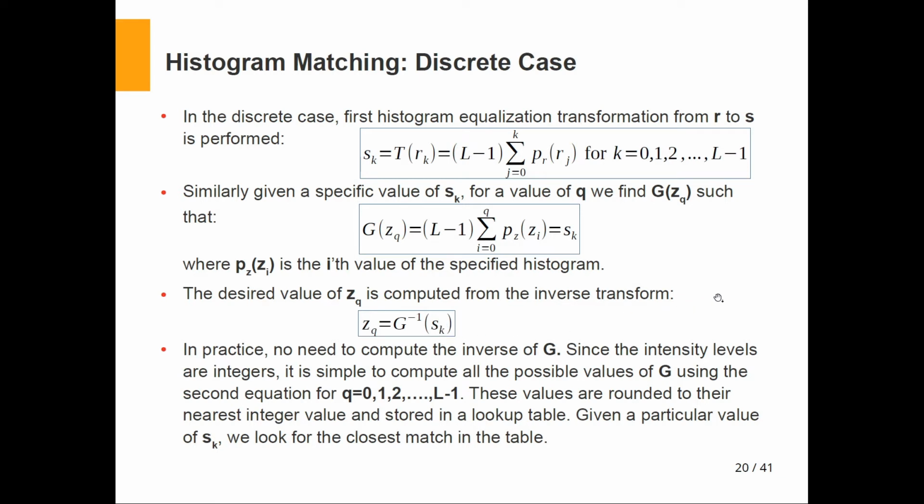In practice, there is no need to compute the inverse of G, since we have intensity values that are integer. It is simple to compute all the possible values of G using the second equation. So these values are rounded to their nearest integer value and stored in a lookup table, and then given a particular value of sk, we look for the closest match in the table.